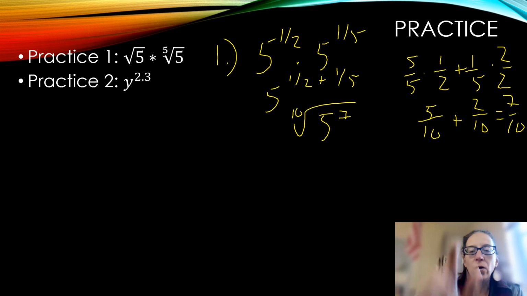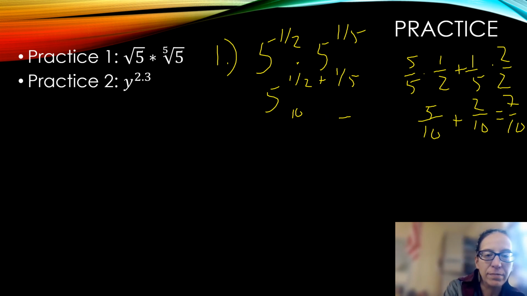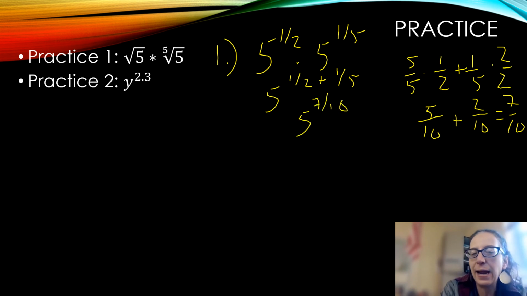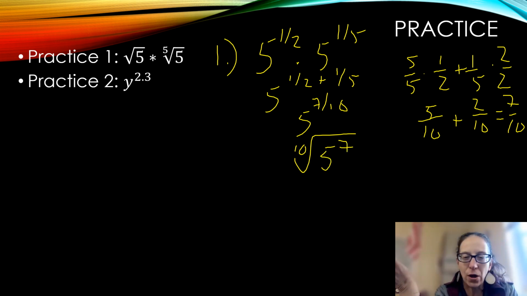Okay. Oh, wait a minute. I skipped a step that I should have written. So 5 to the 7/10. And then if it asks you for the radical form, you can put it in the radical form. But either of those is generally okay. That's a read the directions and make sure that you're leaving the answer in the right form.